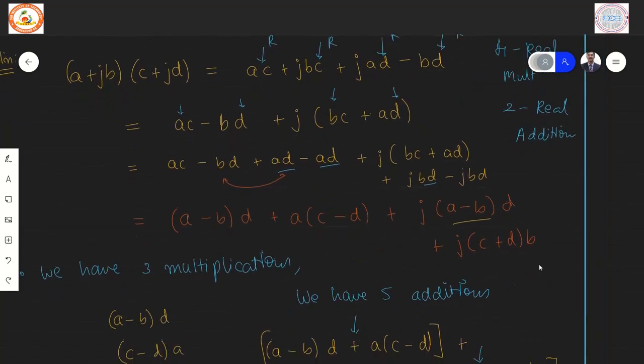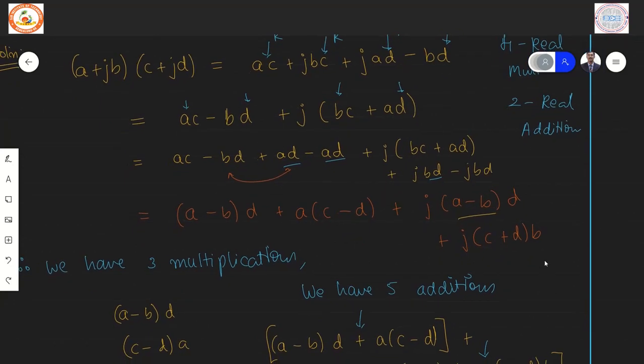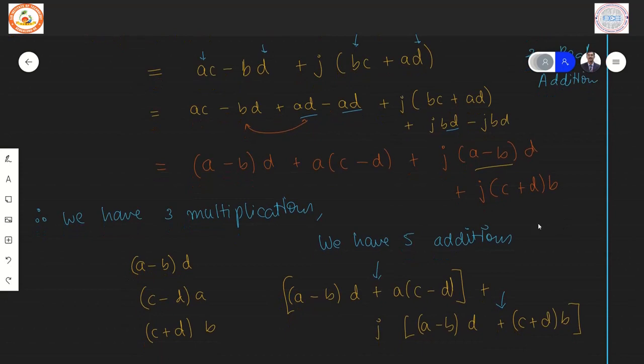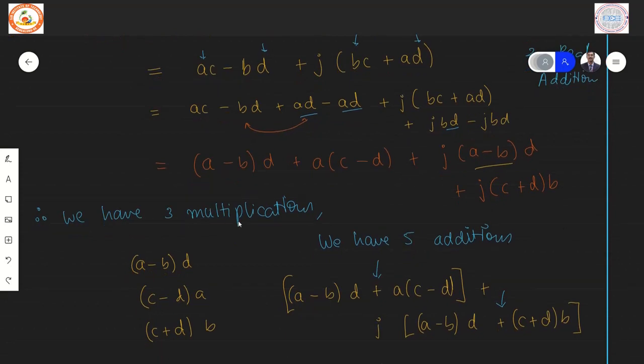Now from this what will you observe? From this we should observe that we have three multiplications. Which are the three multiplications? So A minus B into D is 1, C minus D into A is the second, and C plus D into B is the third. See, this is a repeating, it's a common one which we have already calculated. So we have reduced one multiplication.